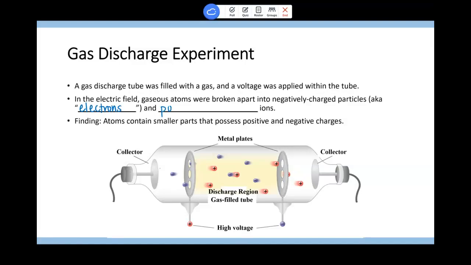And then positively charged ions, which didn't have a name yet. And so from this initial experiment, the finding was that these gas atoms contain smaller parts, some positively charged, some negatively charged. They termed the negatively charged ones electrons. So that's all we know. It's negative particles and positive particles at this point.